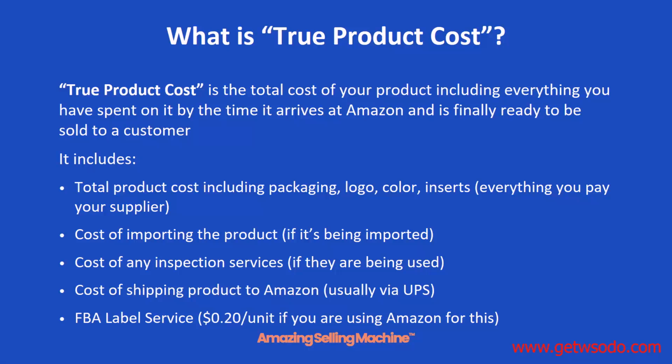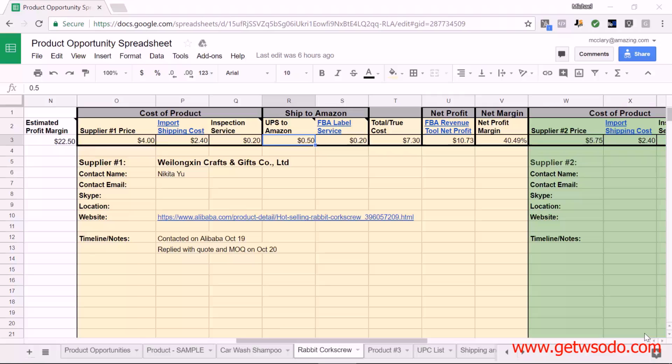Let's take a quick look at our product opportunity spreadsheet to see how these different numbers will be used in our calculations. So I'm back on the product opportunity spreadsheet, and I went to the Rabbit Corkscrew tab because that's the product that we're working on. But the information that we're going to enter here for one supplier for this one product, you also have to enter in for the other products and the other suppliers as well. It'll all flow over exactly the same. You just enter the same information on the appropriate tab for the product that you're working on.